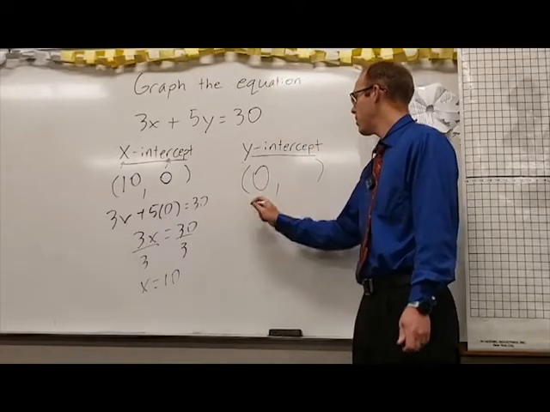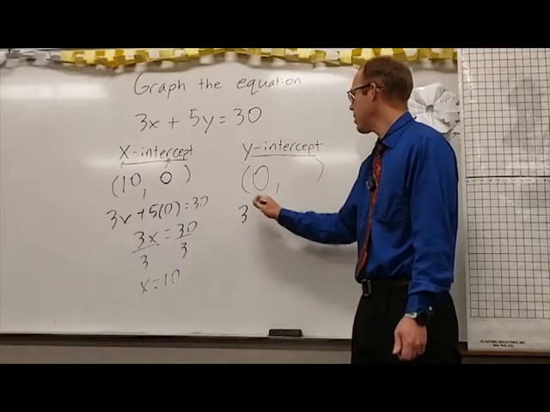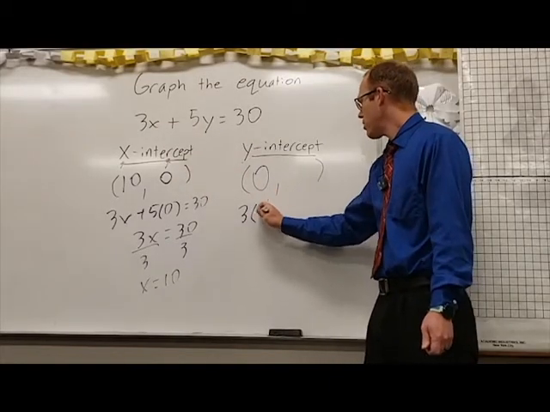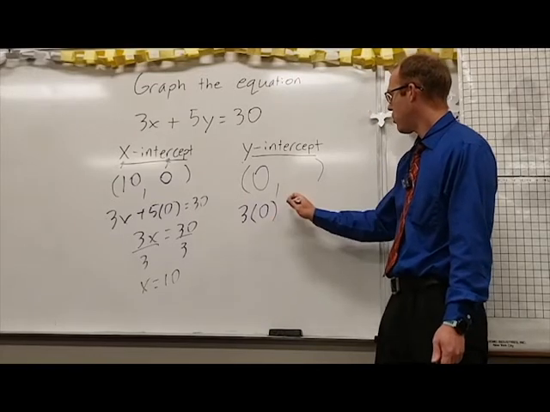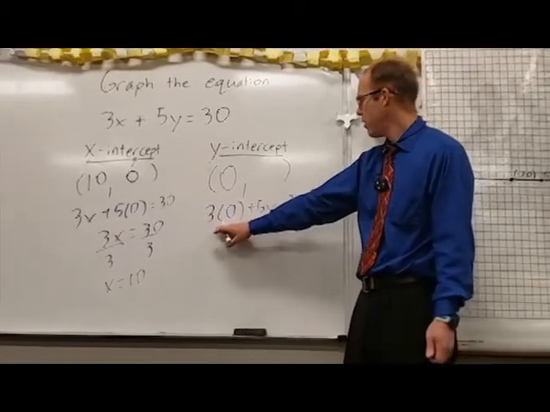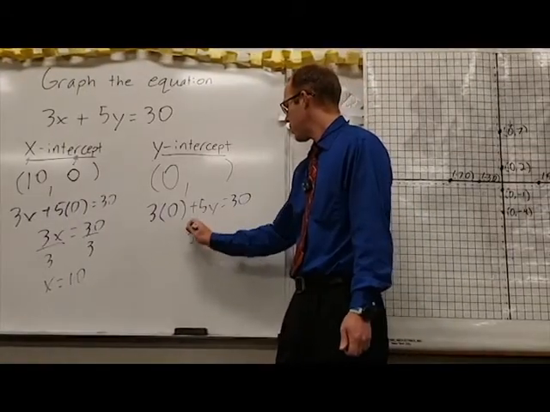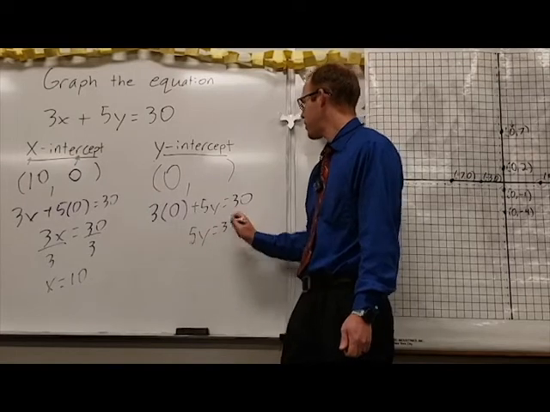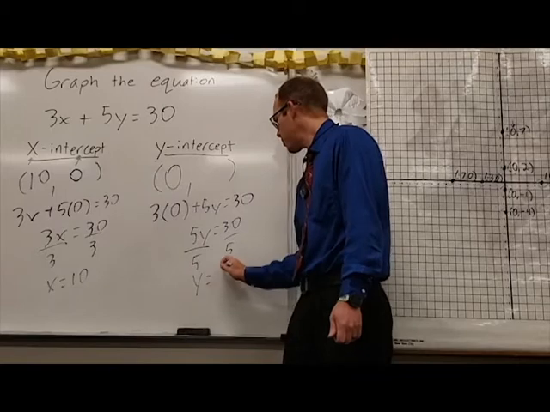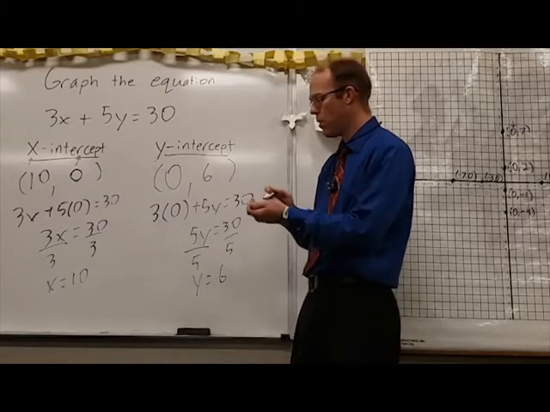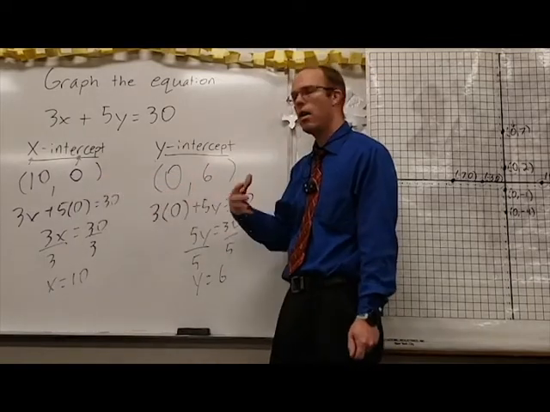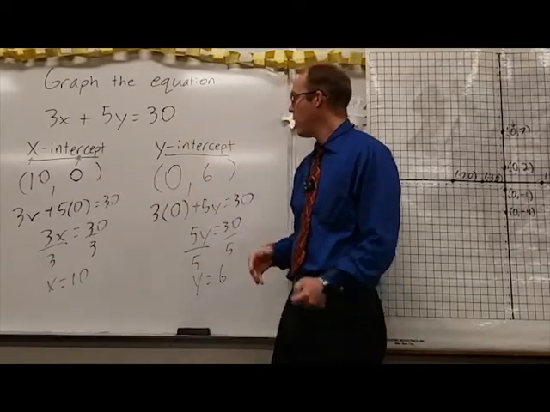Let's do the same thing over here with our y-intercept. That gives us 3, and I know my x value is 0. I guarantee for the y-intercept, the x value will always be 0. Plus 5y equals 30. And let's finish solving this. 3 times 0 is 0, so that leaves us with 5y equals 30. Finish this out by dividing by 5, and we get our y value equals 6. And that finishes out this point. So we now have 2 points that we can graph, the 10, 0 and 0, 6, and then we'll connect them with a straight line and we'll be finished.